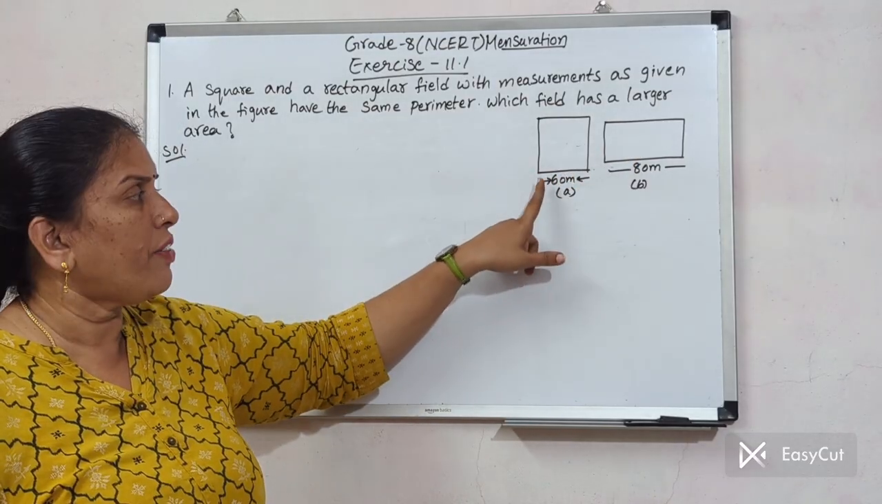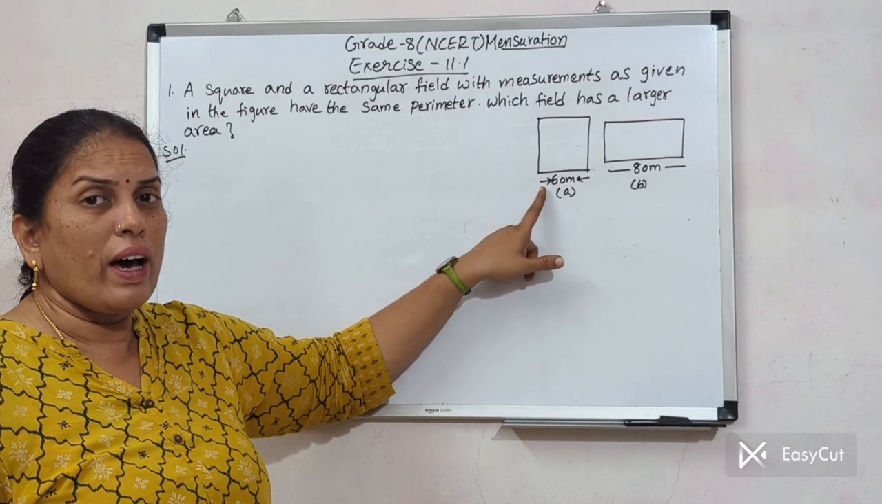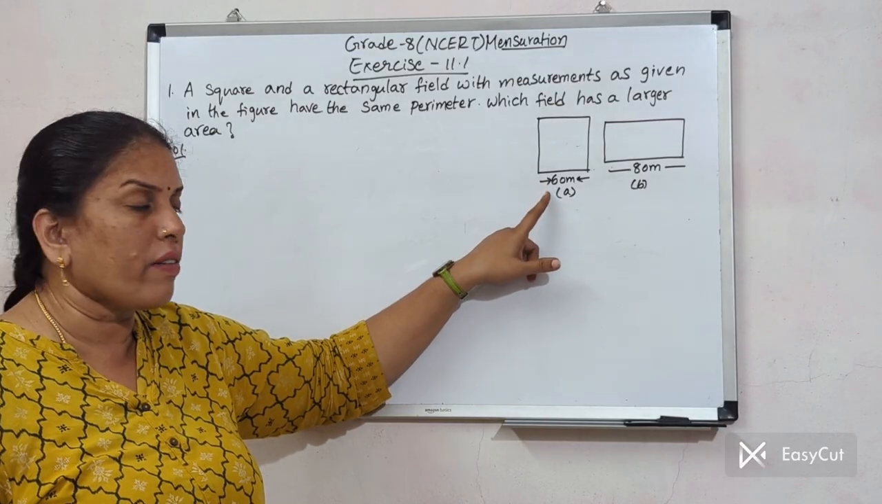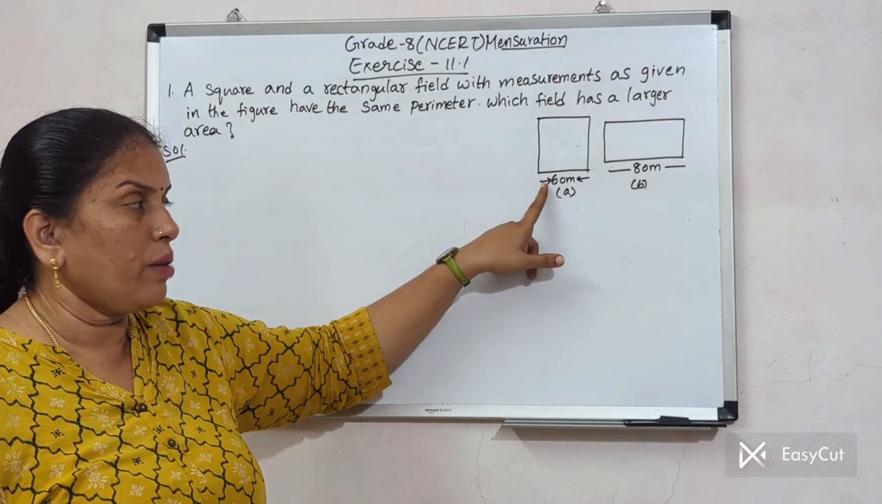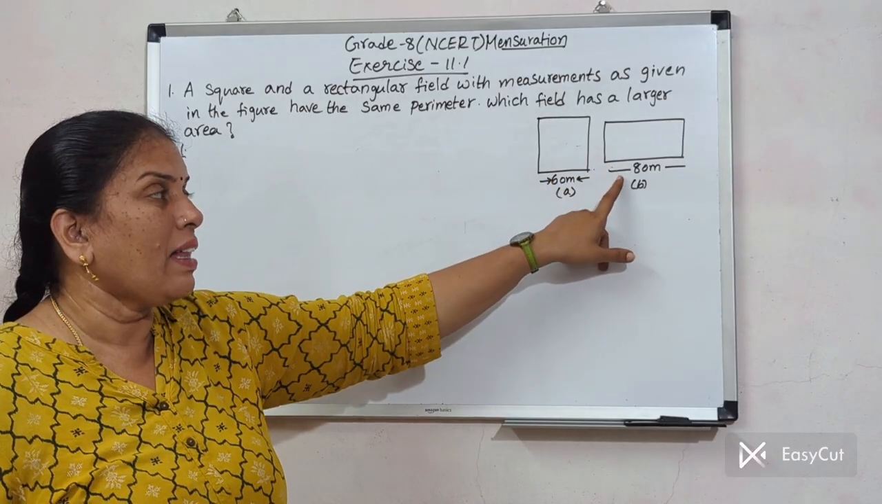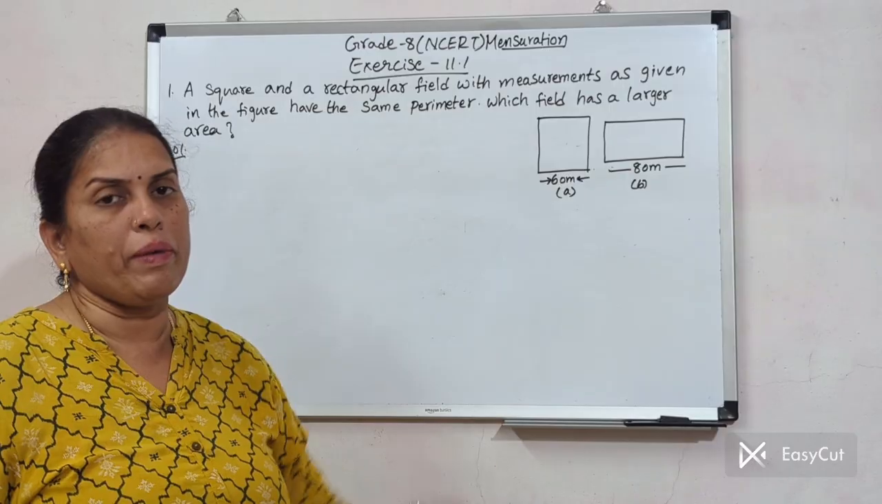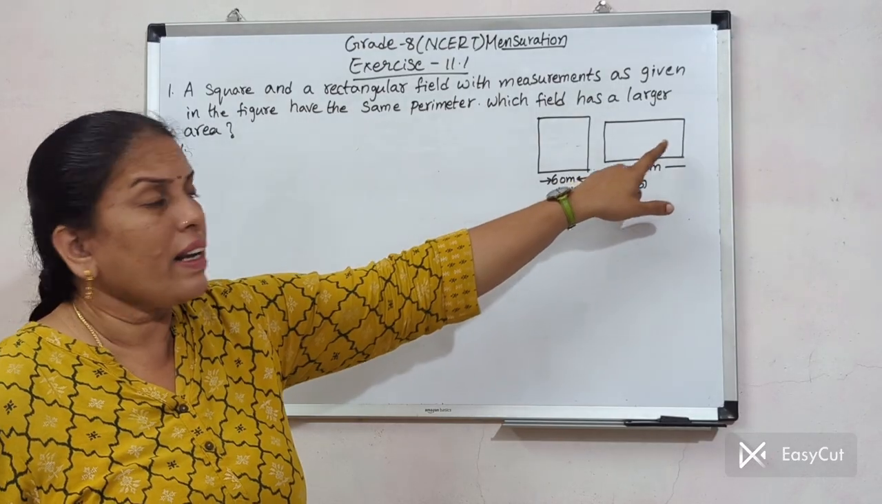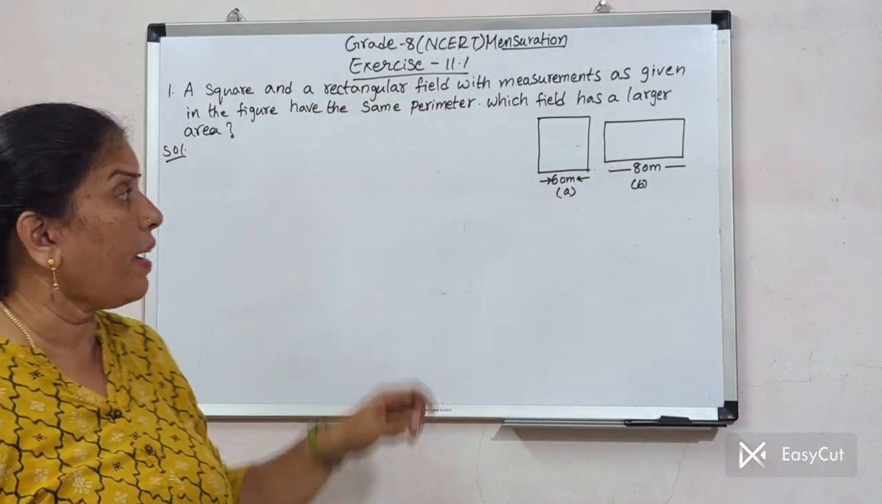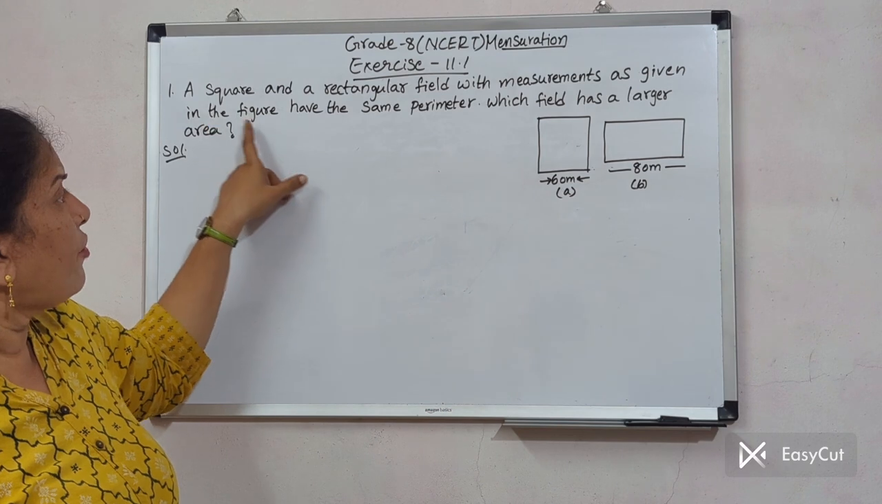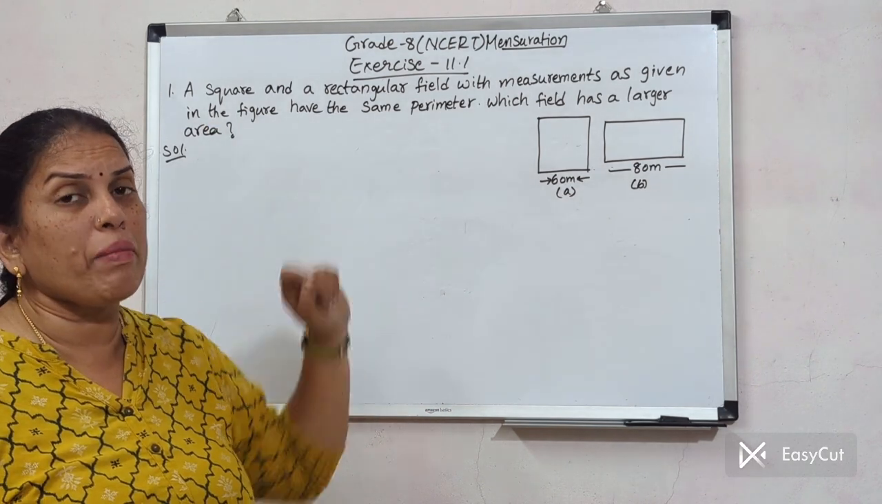This is a square. What is the side? For a square we call it the side, and all sides are equal. So side is equal to 60 meters. For a rectangle, the longer side is called the length, so length is equal to 80 meters. For this rectangle, they have not given the breadth. Now, the figures have the same perimeter.